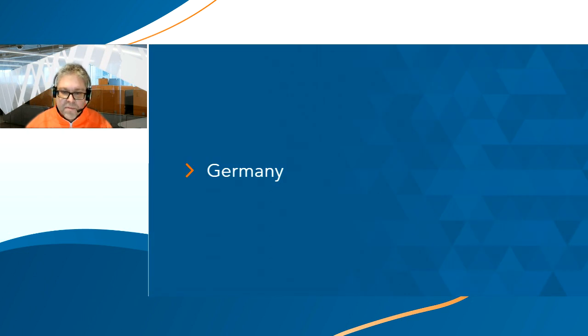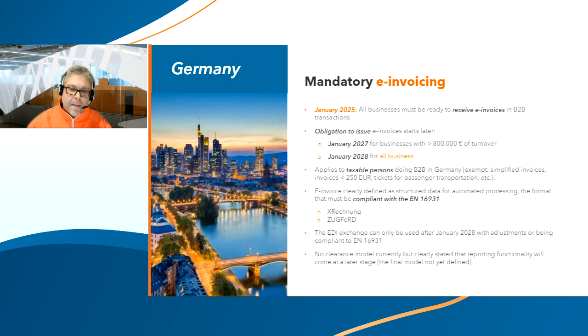Let's focus now on Germany, one of the key markets driving e-invoicing innovation. First, let's talk about the key dates. Starting in January 2025, so nearly 2 months ago, all businesses operating in Germany must be ready to receive electronic invoices in B2B transactions. The obligation to issue e-invoices, however, will come a little bit later. Let's look at the 1st of January 2027. For businesses with an annual turnover exceeding 800,000 euro, it will become mandatory. And then, a year later, in January 2028, it will become mandatory for all other businesses in Germany.